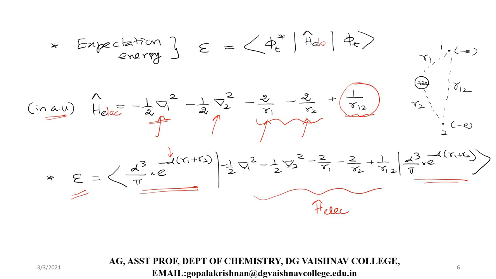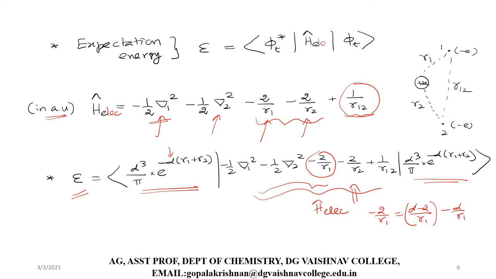Now listen, as I told you, we have already introduced alpha. In order to incorporate the electron-electron interaction, we replaced the actual nuclear charge by a parameter called alpha. So I am going to bring alpha into the Hamiltonian also. For this purpose, I am going to write this minus 2 by r1 as alpha minus 2 by r1, minus alpha by r1.